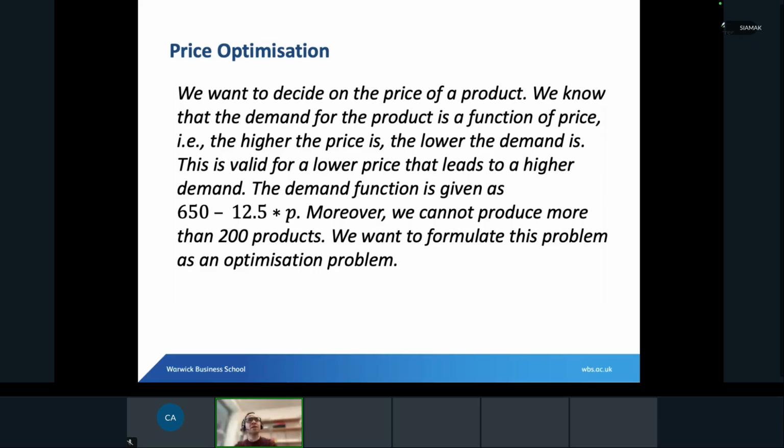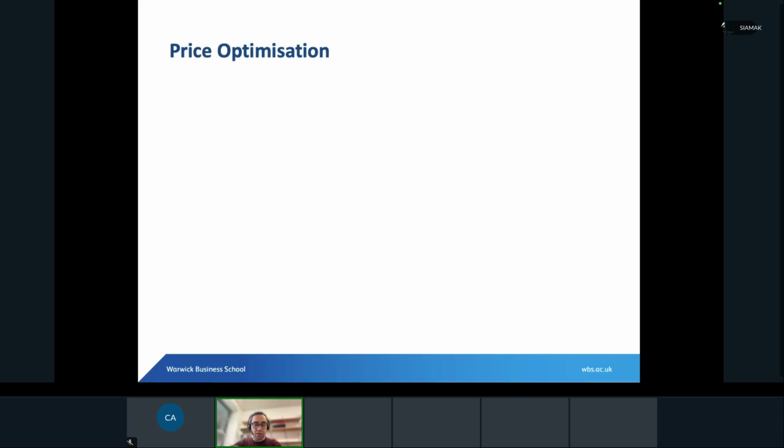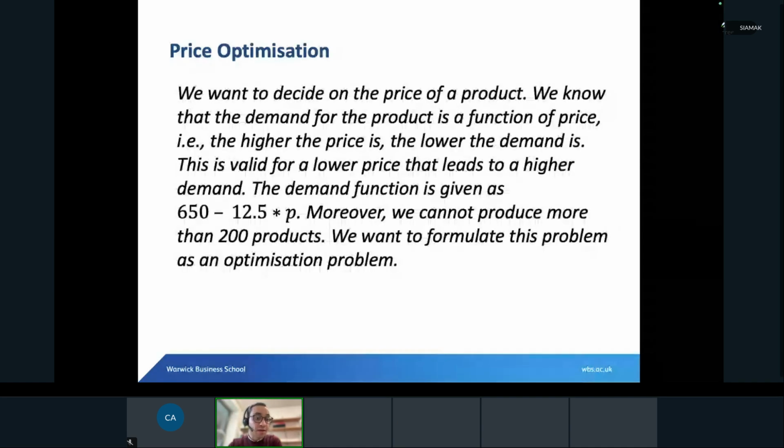If you look at this simple statement that we have here, we want to decide on the price of a product. We know that the demand for the product is a function of the price. This is obvious, right? The higher the price is, the less the demand is. The lower the price is, the more the demand is. And it is obvious. I mean, you're talking about regular and normal products.